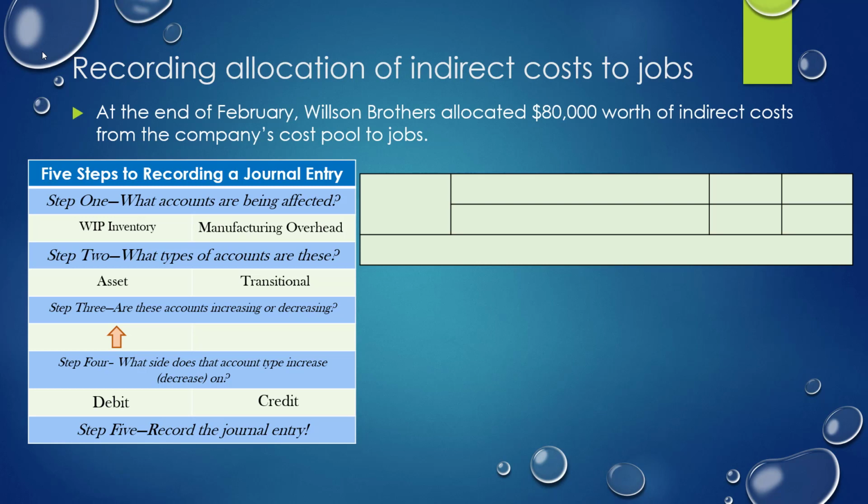So the journal entry to allocate indirect costs from our manufacturing overhead pool to all our various WIP inventory that we're working on is that on February 28th, we debit WIP for the $80,000 we're allocating, putting into the cost of all of our jobs that are in process, and taking it out of manufacturing overhead by crediting that for the same $80,000 in the journal entry to record the allocation of indirect costs to our jobs during the period.